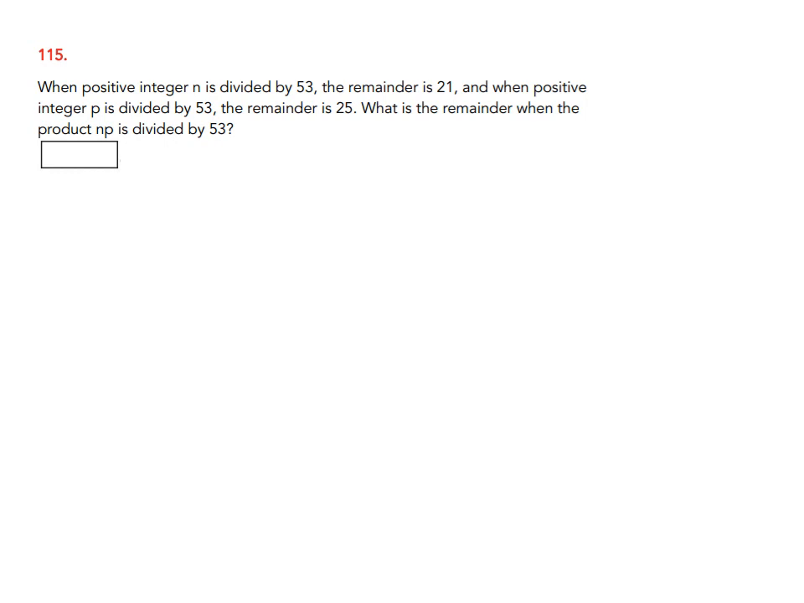So there is a strategy to use for such problem solving. In this case, we are given the product np and we need to divide it by 53 and find out the remainder. And what are we given? We are given that n divided by 53 leaves remainder 21, and p divided by 53 leaves remainder 25. Now notice the product is np, so you can multiply the remainders, that is 21 multiplied by 25.